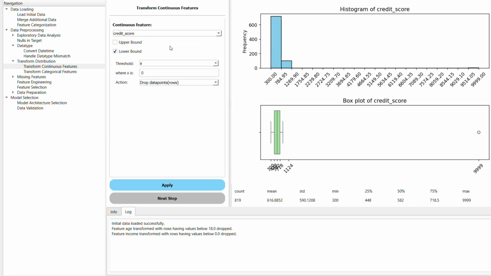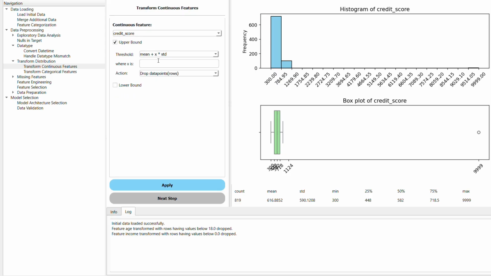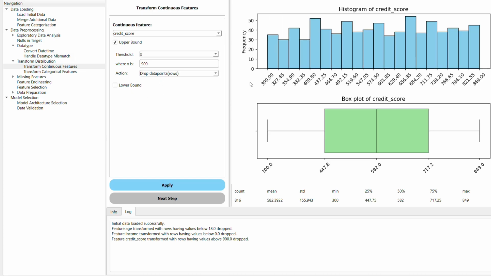Then we have credit score. So let us move forward, and what we can see here again is that there is this one very significant value that is harming us. So we know that there are certain limits to credit score. It cannot be more than 900. So you can just create 900 as your domain based limit, and we can drop that data point also. Now we can see that the distribution looks much better.